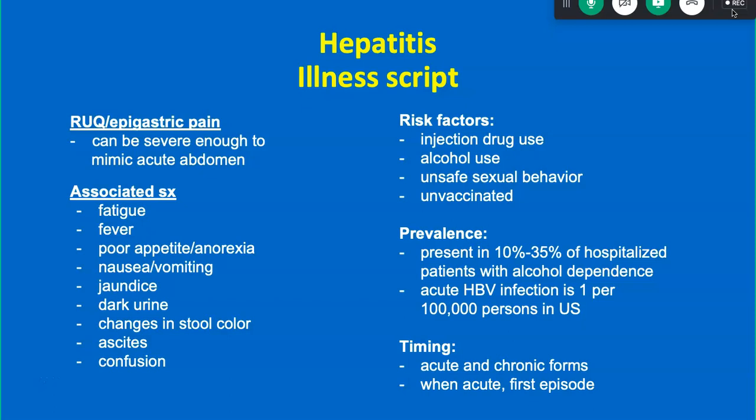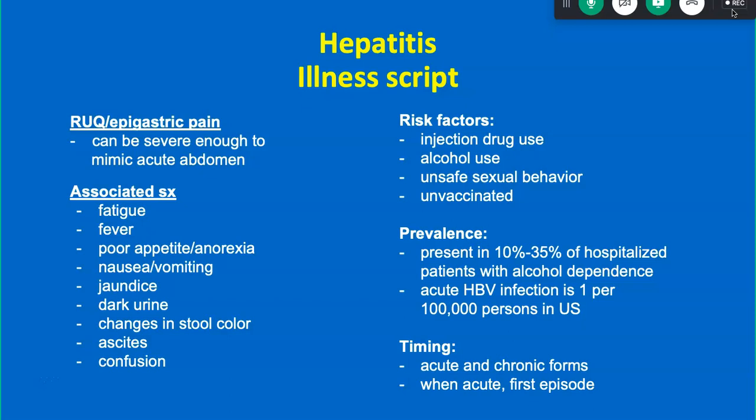So this is the right upper quadrant section. So you're going to have right upper quadrant and possibly epigastric pain. It can be very severe, especially in acute hepatitis. It's a bit of a broad category of diseases. As you all already know, you can have both acute and chronic forms, depending on what type of hepatitis you have. A lot of these patients, they're going to have fatigue and fever, poor appetite and anorexia, nausea, vomiting, jaundice, dark urine, changes in stool color, ascites, and confusion.